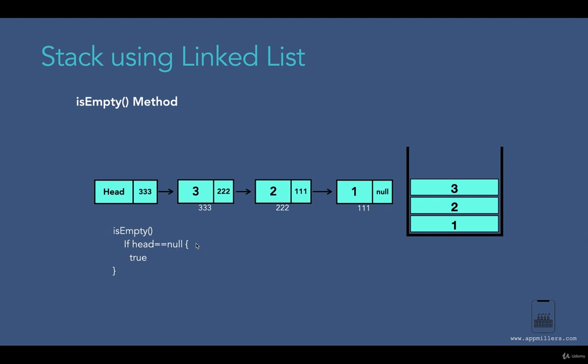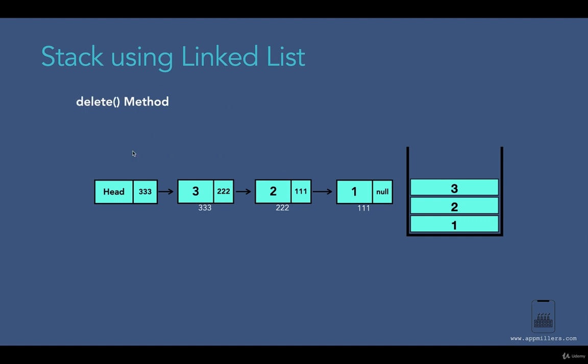Now if the head is equal to null, we are going to return true, because in this case it's empty. If our head is not referenced to any node, it means that we don't have any node in our linked list. So this means that in our stack we don't have any elements, so it's going to return true, otherwise it's going to return false. So if our head is equal to null, we have to return true in this case.